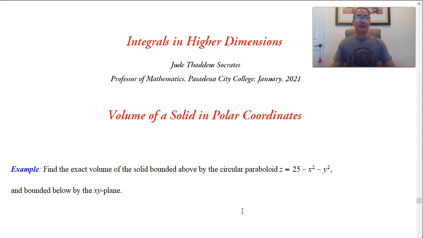So for our first item on the agenda, we are going to solve this problem. We will find the exact volume of the solid bounded above by the circular paraboloid z equals 25 minus x squared minus y squared, and bounded below by the xy plane. Okay, so this is an upside down paraboloid, and the bottom will be just the xy plane. Let's go to GeoGebra and draw ourselves a nice diagram.